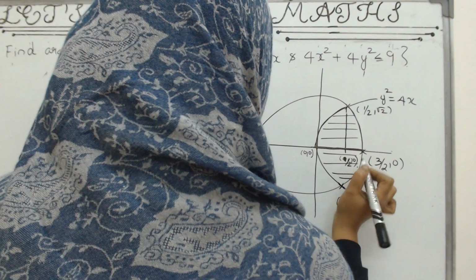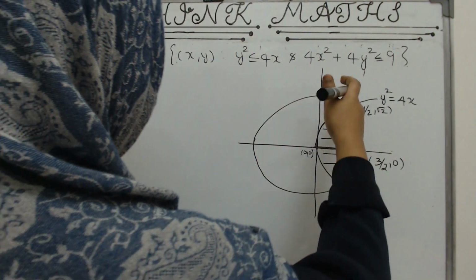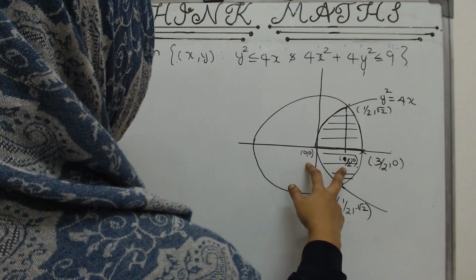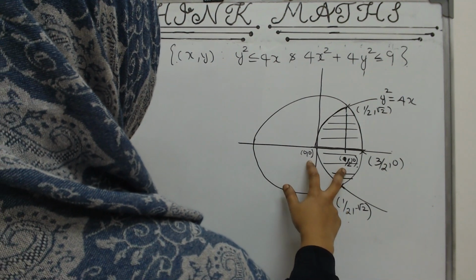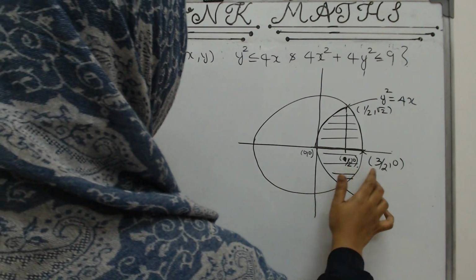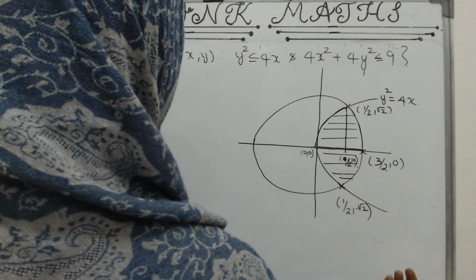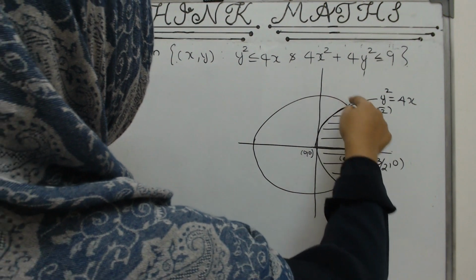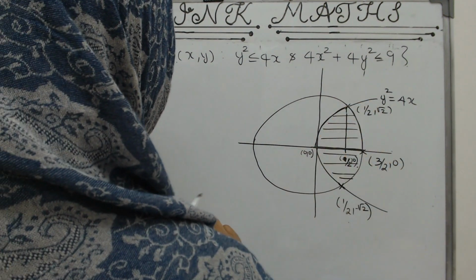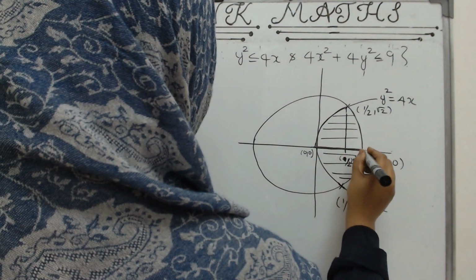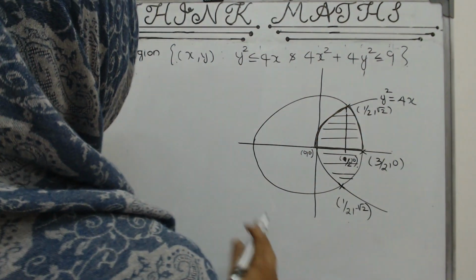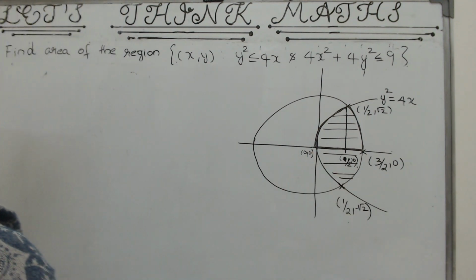Half. 1/2 is where the intersection takes place. So from 0 to 1/2, what will give you your y? The parabola will give you your y. But then from 1/2 to 3/2, what will give you your y? The circle will give you your y. But then that is just this side, right? Which is bounded by the x-axis and this. What happens to the one below? Just multiply by 2, then you will get the answer.